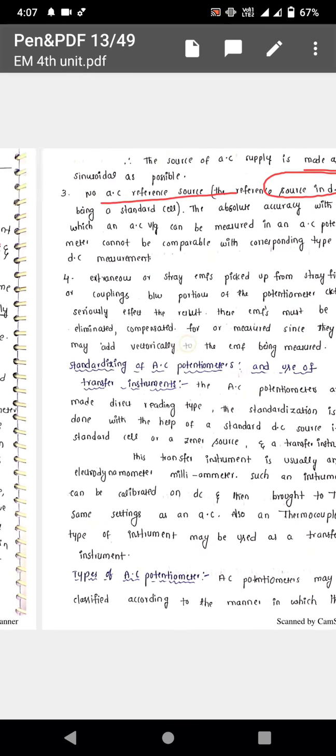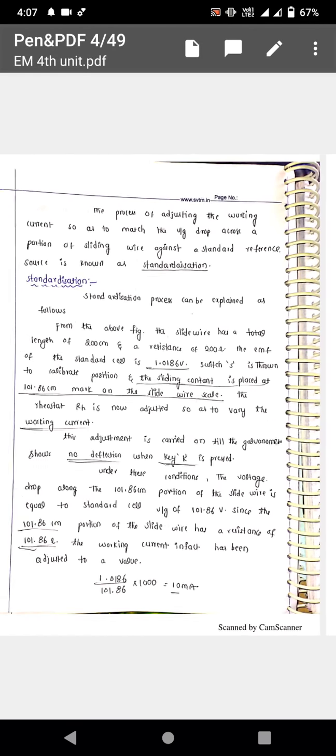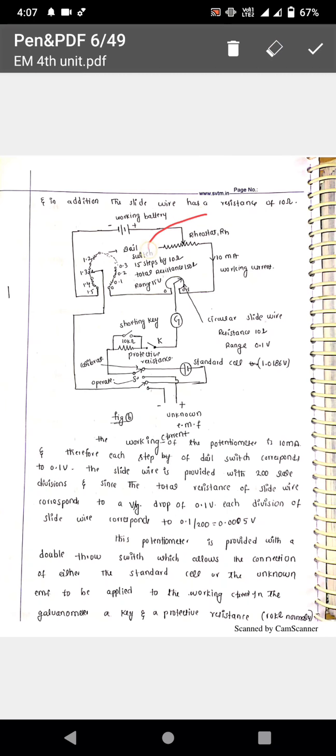You know that in Crompton's potentiometer, after doing calibration, this working rheostat RH should not be altered after doing standardization. Only these two have to be adjusted to get the null condition. To get balance, we adjust only the fine adjustment, the 15-step dial and slide wire. The working battery produces some current, and after calibration this should not vary.